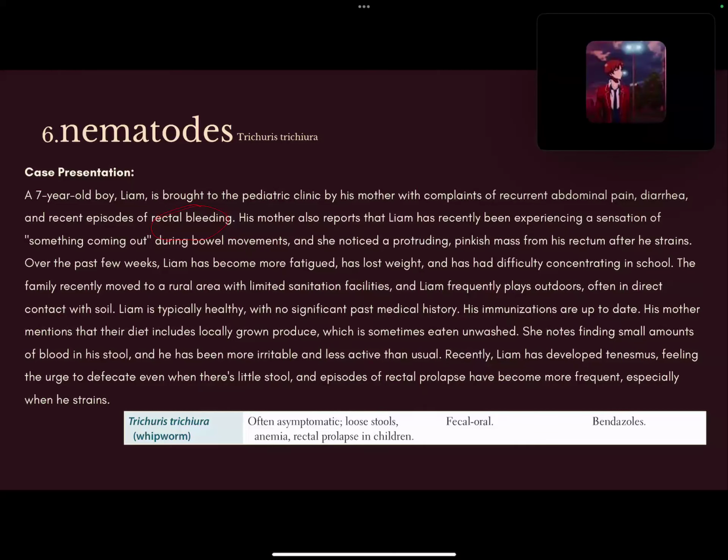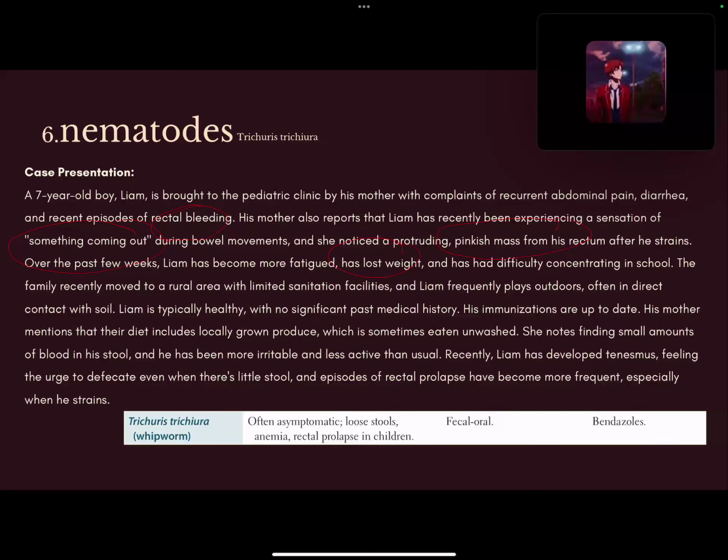His mother also reports that Liam has been experiencing a sensation of something coming out during bowel movements. Circle something coming out. And she noticed a protruding pinkish mass from his rectum after he strains. That as well. However, in the past few weeks, Liam has been more fatigued, has lost weight, and has difficulty concentrating in school. Has lost weight. Great, it's a good catch.